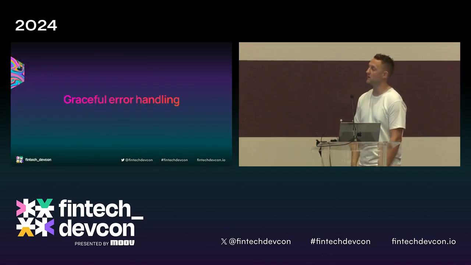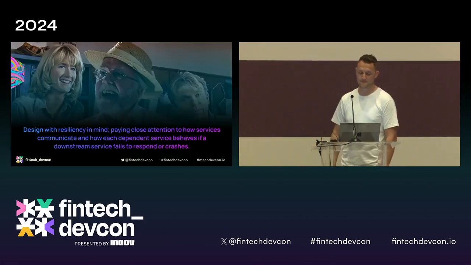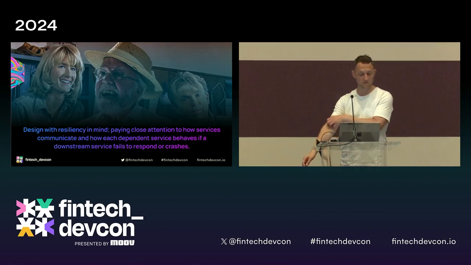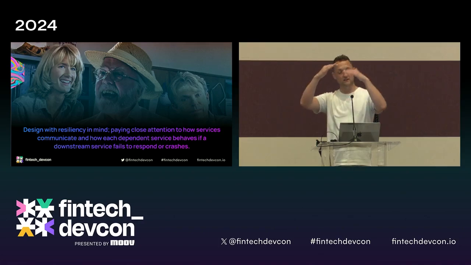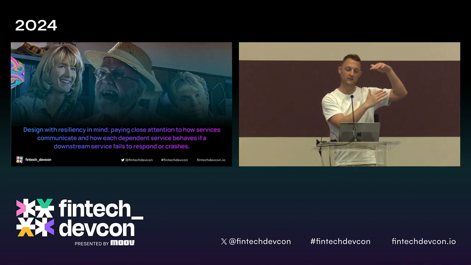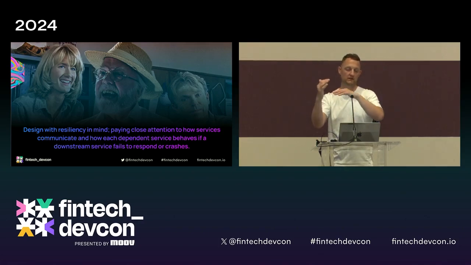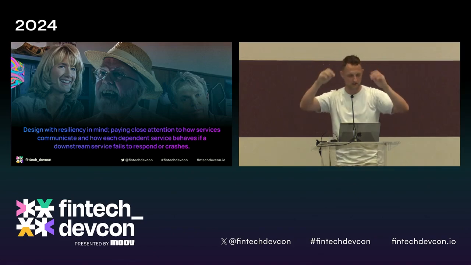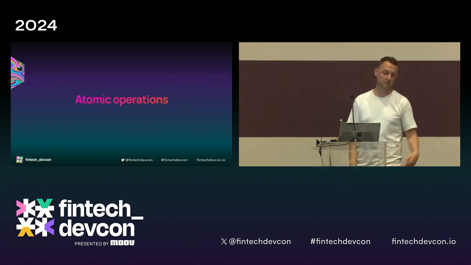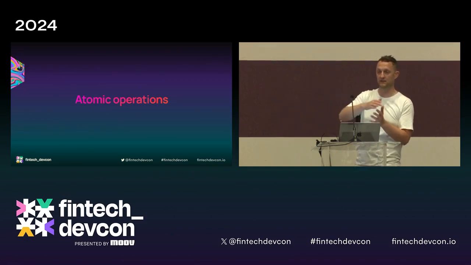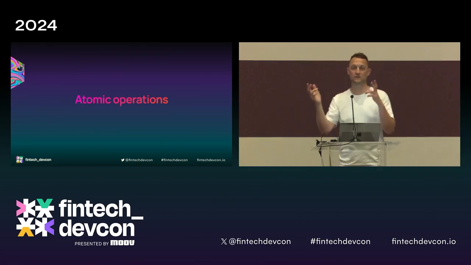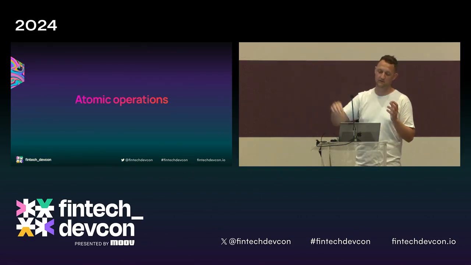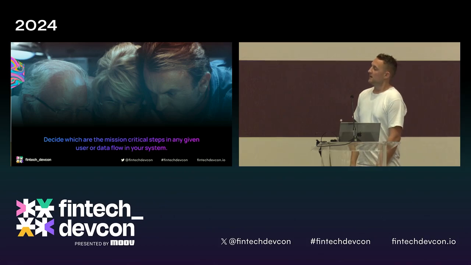Things will go wrong, and when they do, have a plan in place. Design with resiliency in mind. Pay close attention to how services communicate, and how each dependent service behaves if downstream services respond, crash, or take longer. Work out those intertwining links. Which operations can run in isolation? Which need to run in an order? Can they run in parallel? Do they need to run serially? How do they respond to each other's successes and failures? Do they all need to respond together? Do you need to wait for X, Y, Z before this can return? I would say this is like step one.